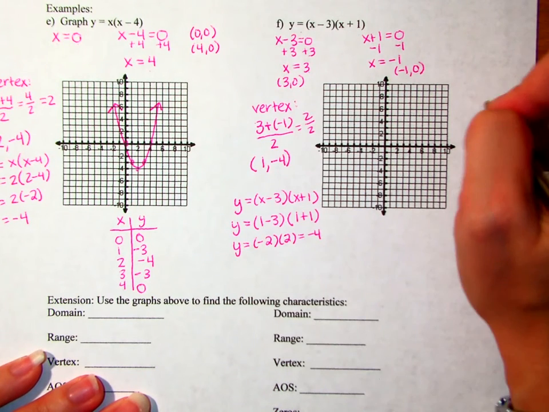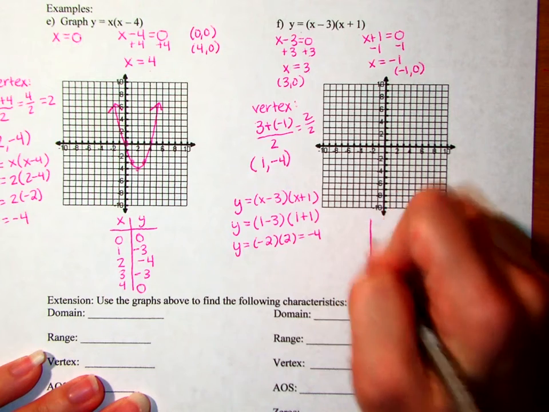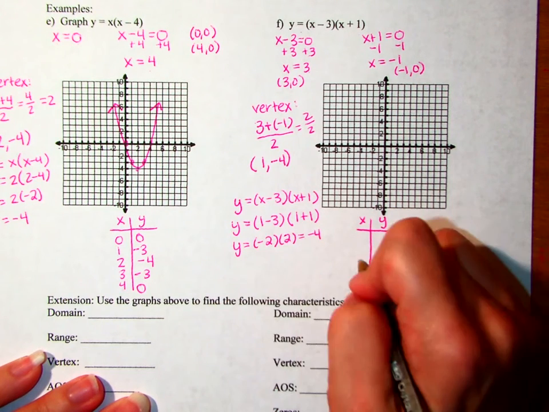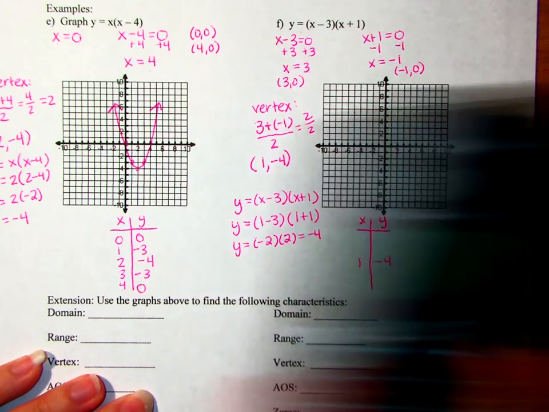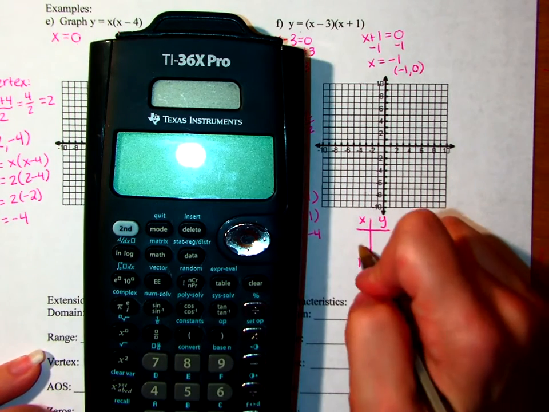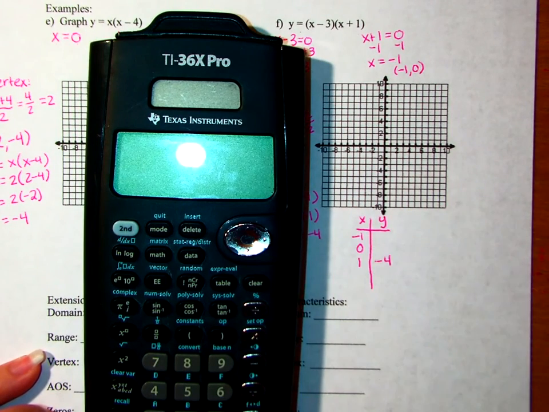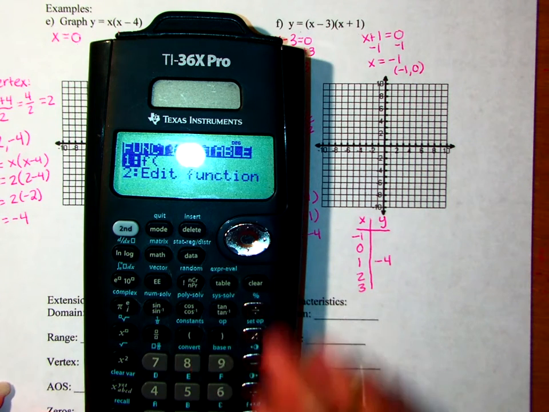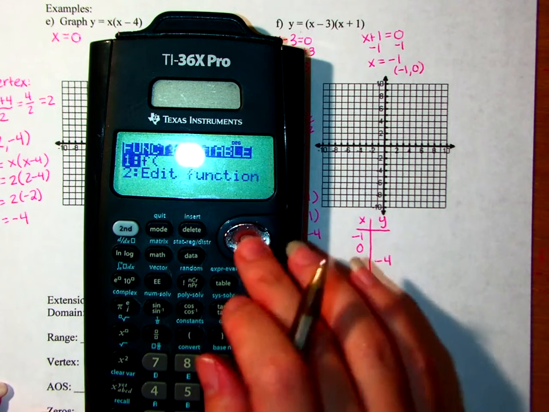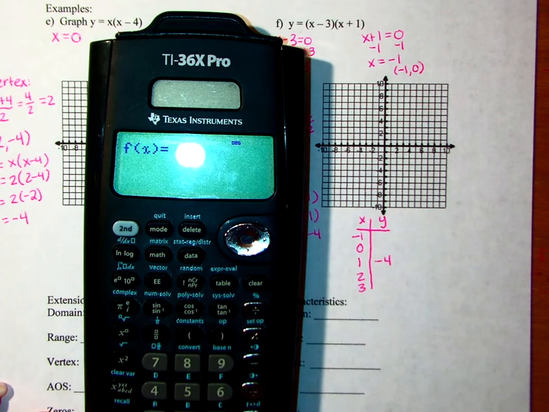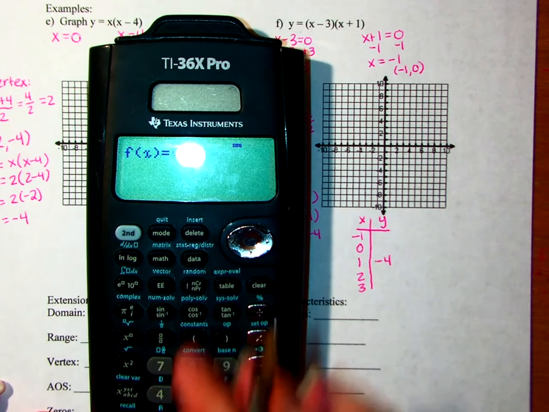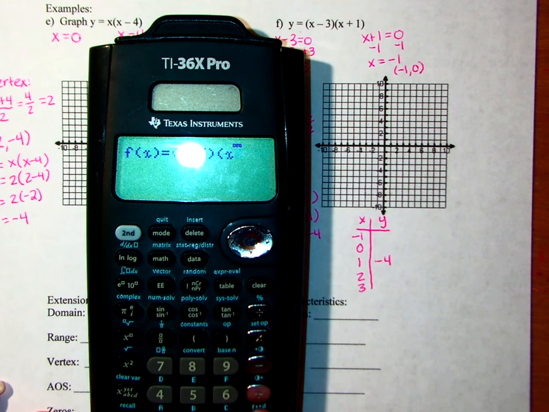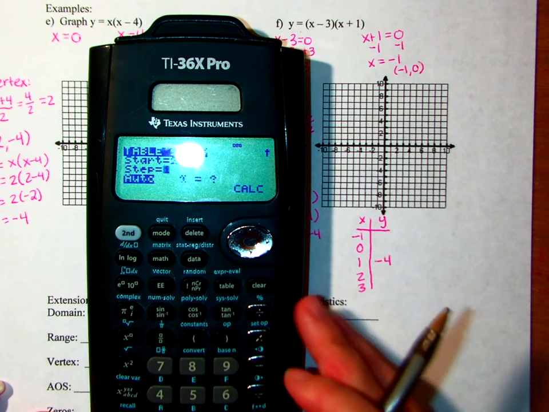So that is the middle part of my table. Here's my x, here's my y. The middle part of my table, I should have 1, negative 4. Now we go to our calculator. Remember, we're going to pick two numbers to the left and two numbers to the right of our vertex. Go to your table function and edit. You're going to have to clear out the function that you see there, and we put in the one up here, x minus 3 times x plus 1. Push enter a bunch of times.